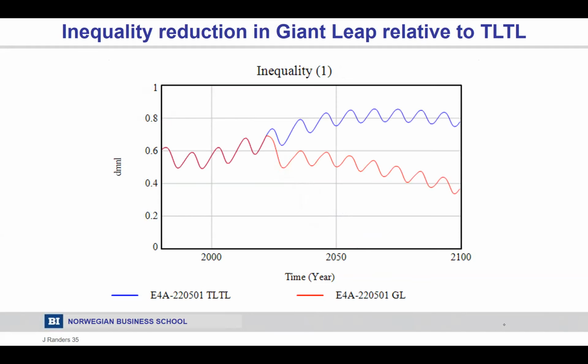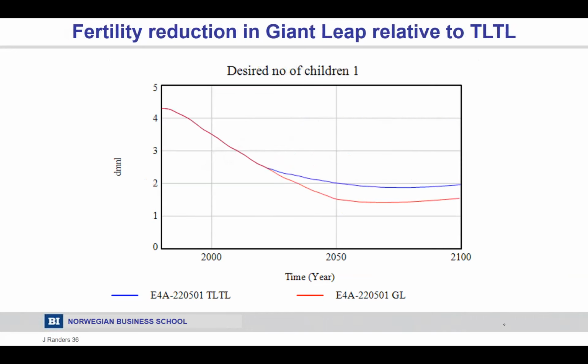Inequality, we do manage to move from the blue line, too little too late, down to the giant leap. The size, number of children. So here you see the effect of introducing health, education, contraception, etc. From the blue line down to, so instead of ending up around 2 children per woman per reproductive life, we get it down to 1.5, which is enough, of course, to make the population decline somewhat faster.